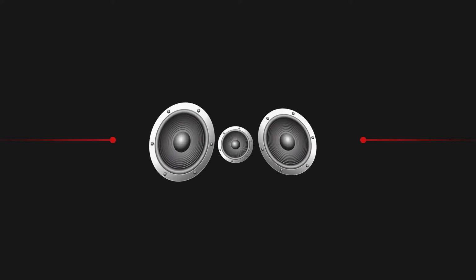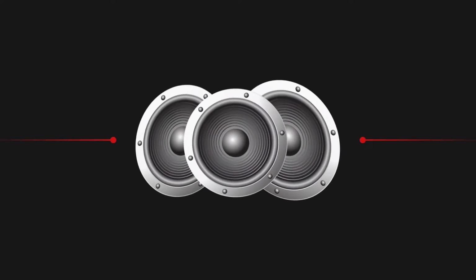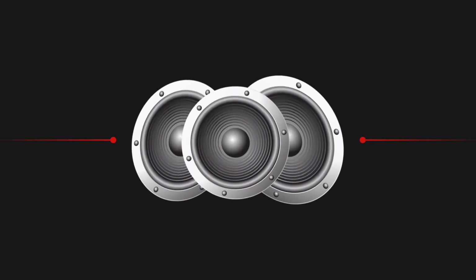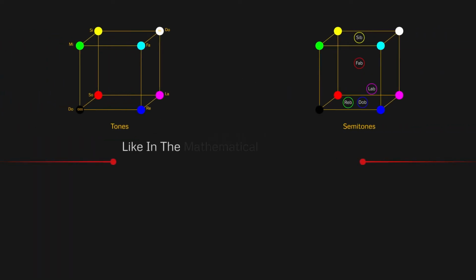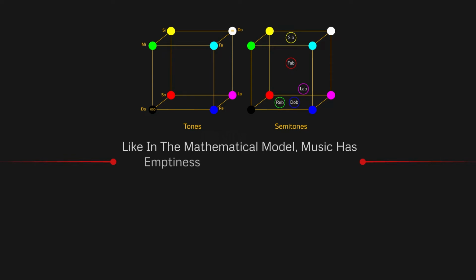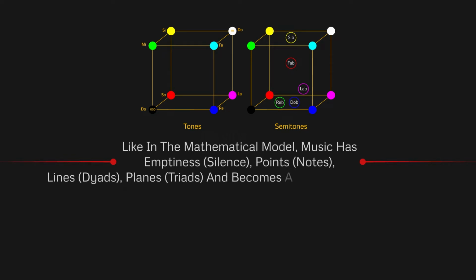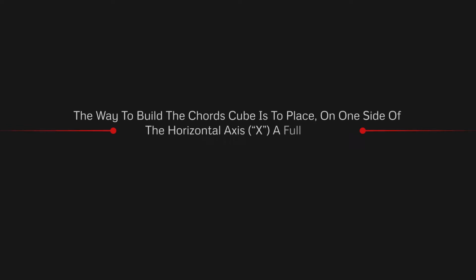The chords cube, major root. Music is a sound, and so, if sound is tridimensional, so is music. Like in the mathematical model, music has emptiness, silence, points, notes, lines, dyads, planes, triads, and becomes a cube with the sevenths. The way to build the chords cube is to place on one side of the horizontal axis X a full tone and the other side a half tone.